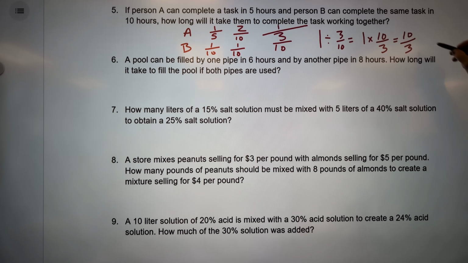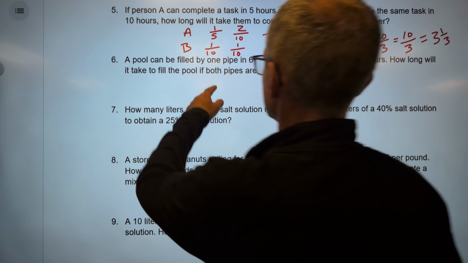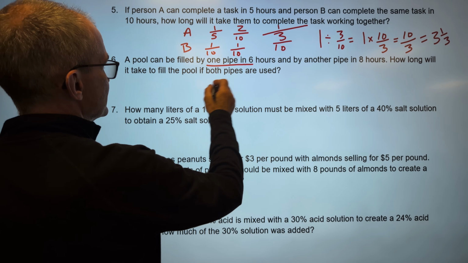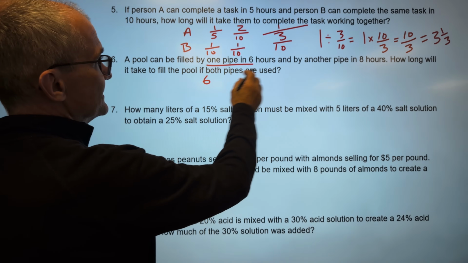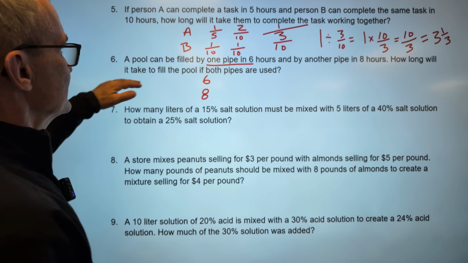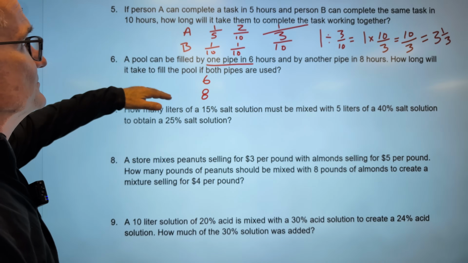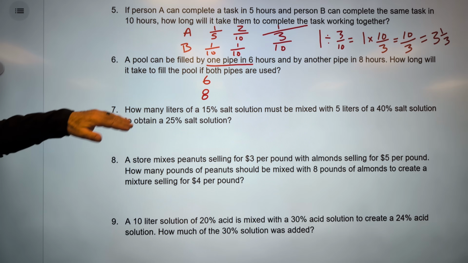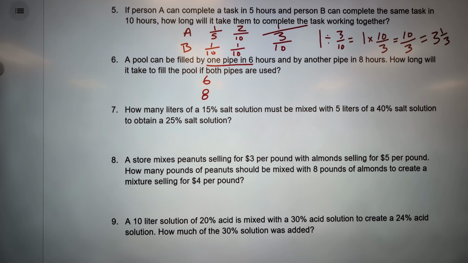3 goes into 10 3 times with 1 left over, or 3 hours and 20 minutes. 1/3 times 60 gives you 20 minutes. Okay, a pool can be filled with 1 pipe, we'll just call that 6 hours, and another pipe in 8 hours. How long will it take to fill a pool if both pipes are used? This is actually the same as this one. It's a tricky one though.